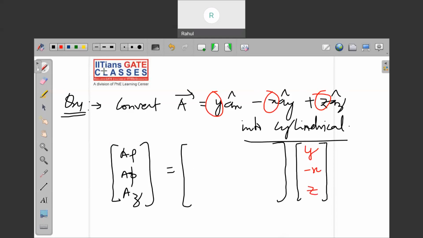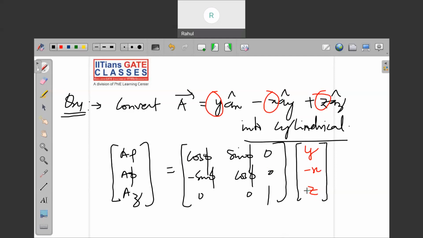And you can write horizontally, that is cos phi, sin phi, and 0. Now differentiate vertically, right? So minus sin phi, this is cos phi, and this is 0, and 0, 0, 1. So now you can multiply, I think multiplication is easy, okay? This is 3 cross 3 and this is 3 cross 1.